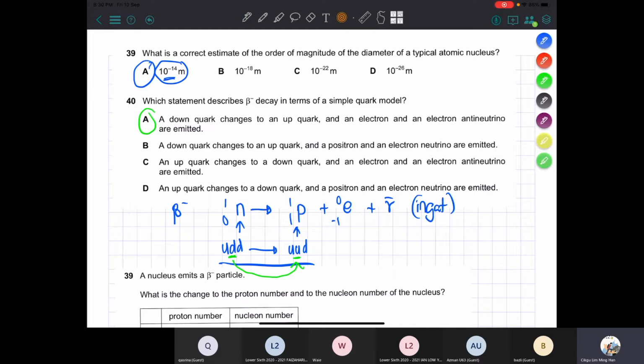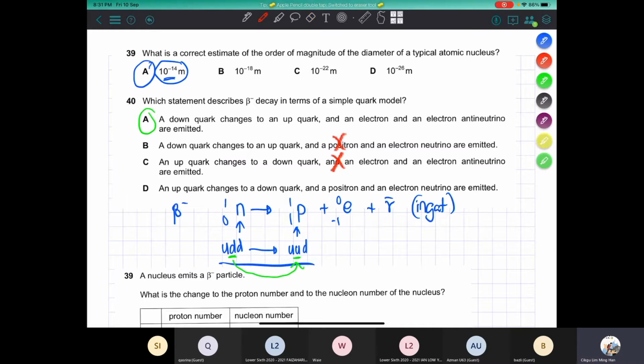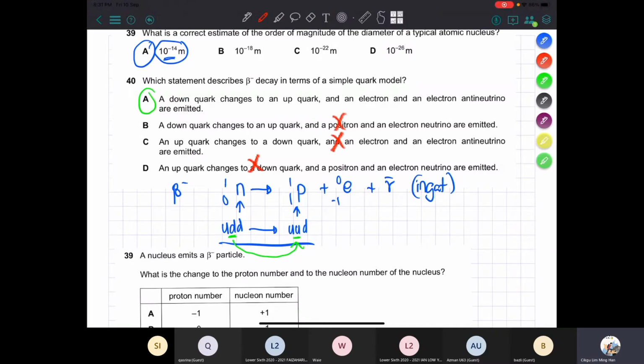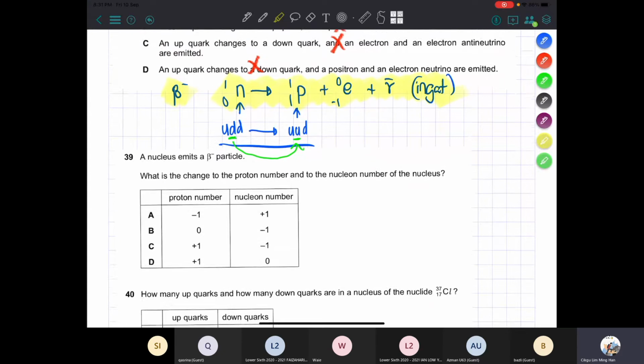If you have doubt, we can check. A down becomes a up. Correct. A positron? No, there is no positron here, so this one is incorrect. And then we also have a up changes to a down. Oh, tidak boleh. We don't have a up changes to up. This one is also wrong already. So the answer is A. For your information, I think you better remember this beta minus expression, which is a lot to remember actually.